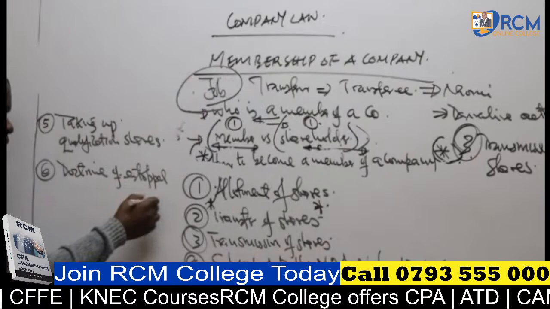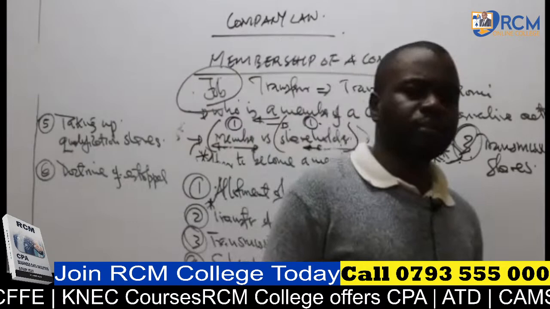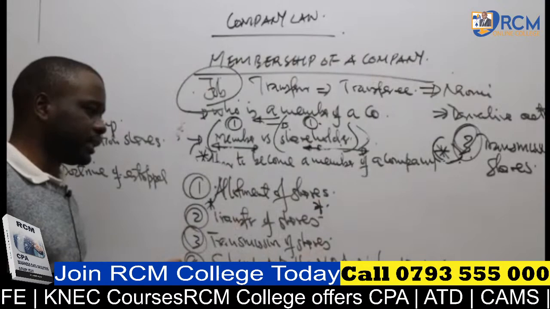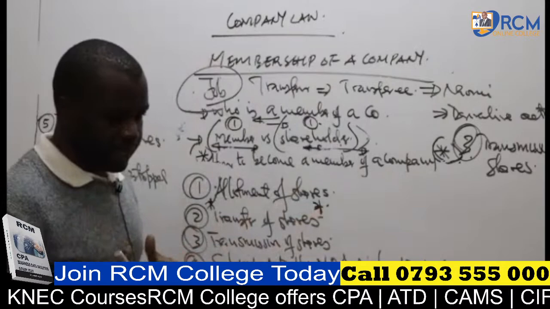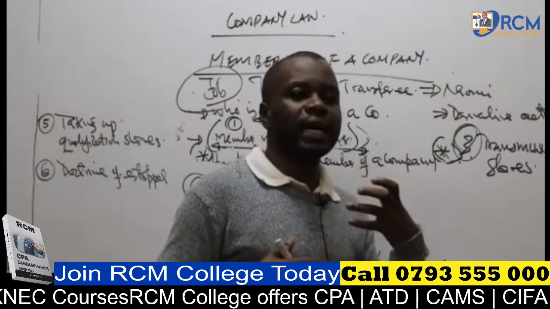Doctrine of estoppel. Becoming a member through what we call the doctrine of estoppel. What do you mean by the doctrine of estoppel? In this case, let's say, for example, your name actually appears by mistake in the register of members. Maybe you are supposed to be removed from being a member of the company, but by mistake your name was not removed. So for any actions you take while your name still appears in the register of members, you cannot deny the fact that you are a member of the company.